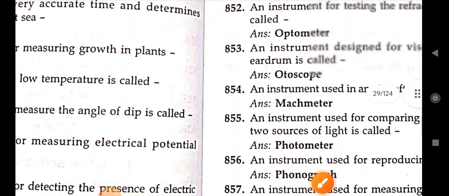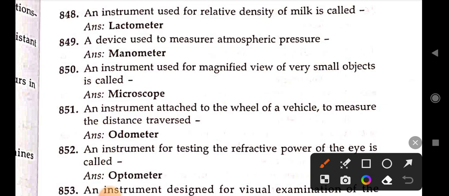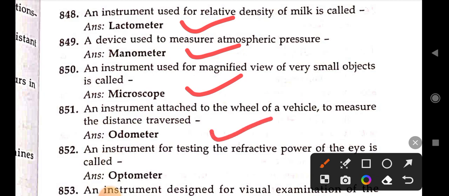Next, an instrument used for the relative density of milk is called a lactometer. A device used to measure atmospheric pressure is a manometer. An instrument used for a magnified view of very small objects is called a microscope. An instrument attached to the wheel of a vehicle to measure distance traveled is an odometer. The instrument for testing the refractive power of the eye is called an optometer.